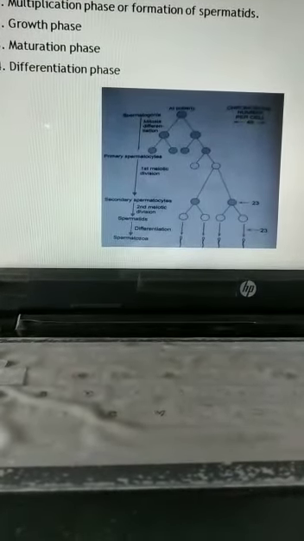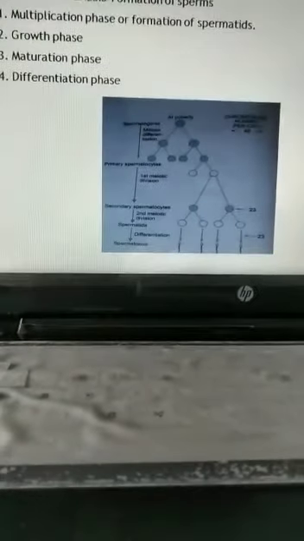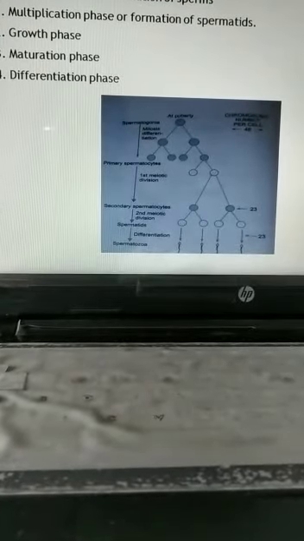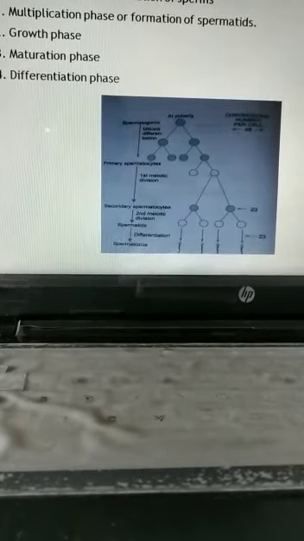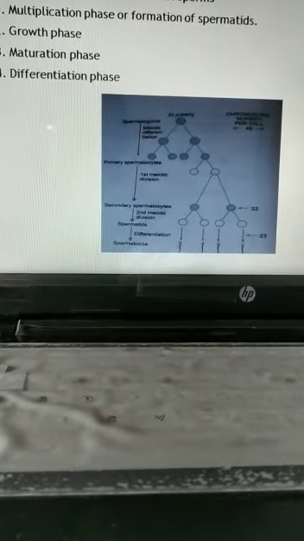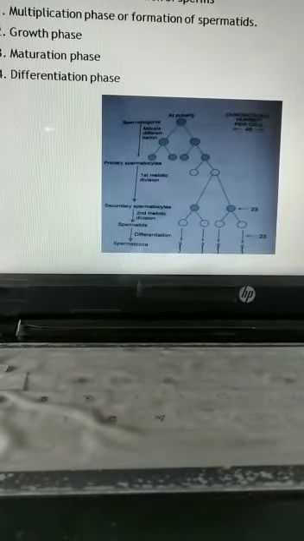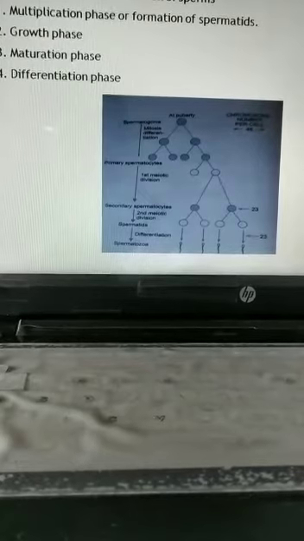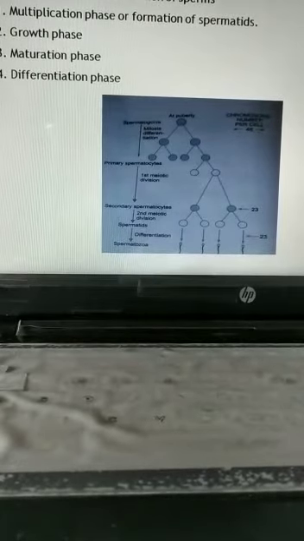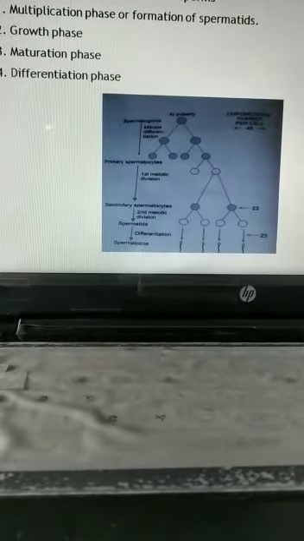In growth phase, spermatogonia grow and increase in size and form primary spermatocytes. Each spermatogonium is diploid and contains 46 chromosomes.